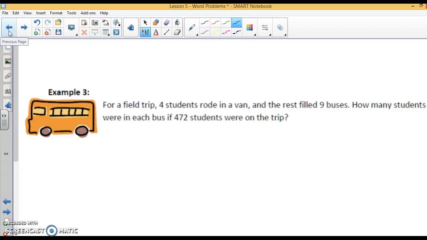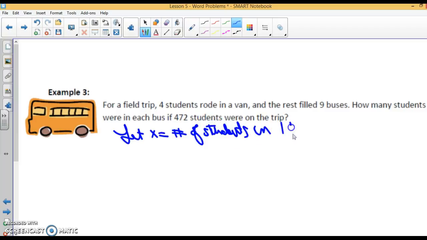All right, field trip. 4 students rode in a van and the rest filled 9 buses. How many students were in each bus? 472 students were on the trip. Again, we need to define our variable. What are we looking for? How many students were in each bus? So, let x equal the number of students in one bus.